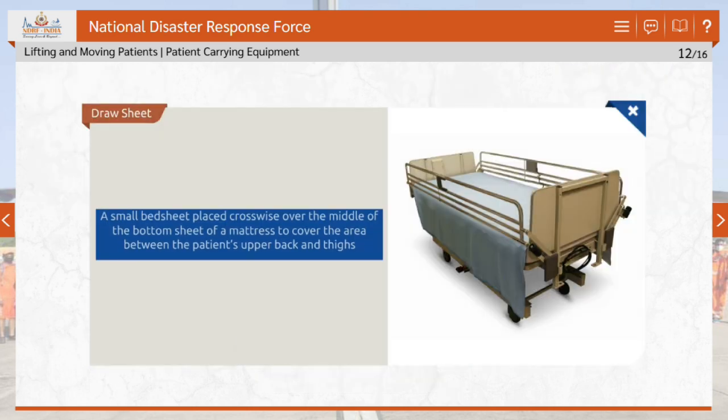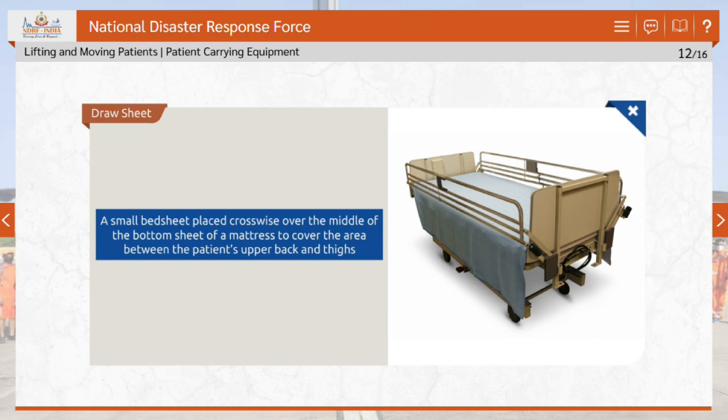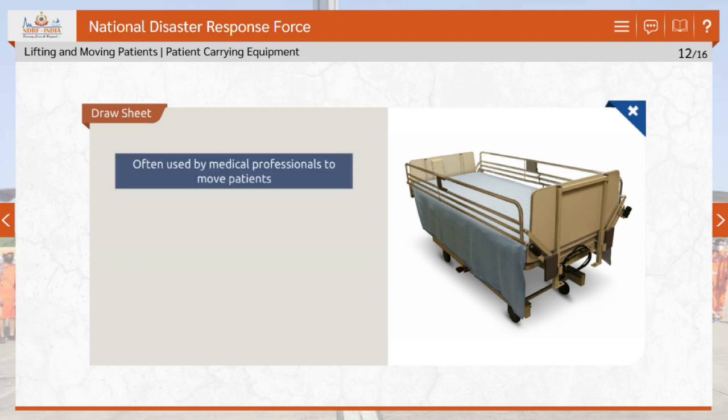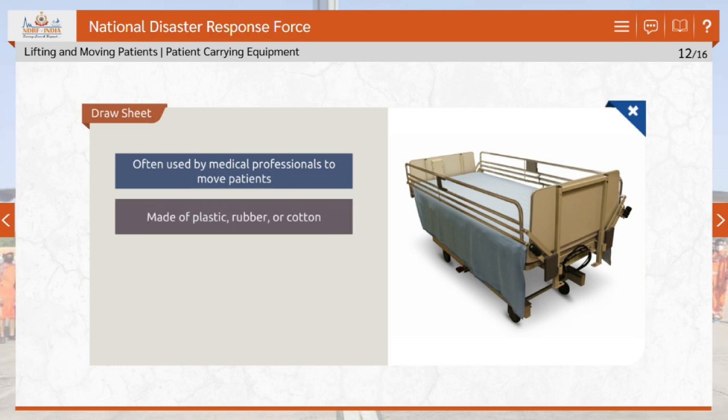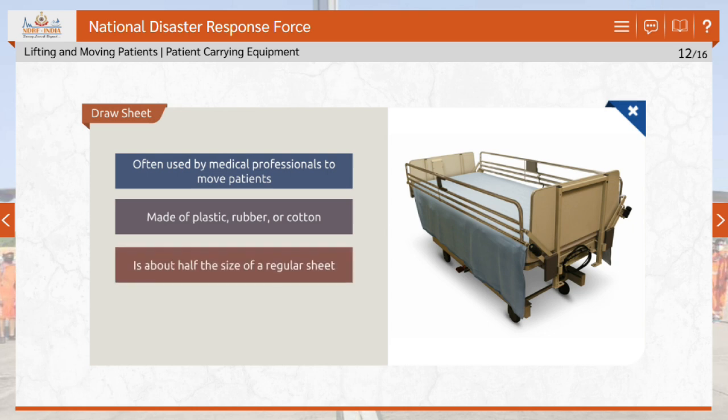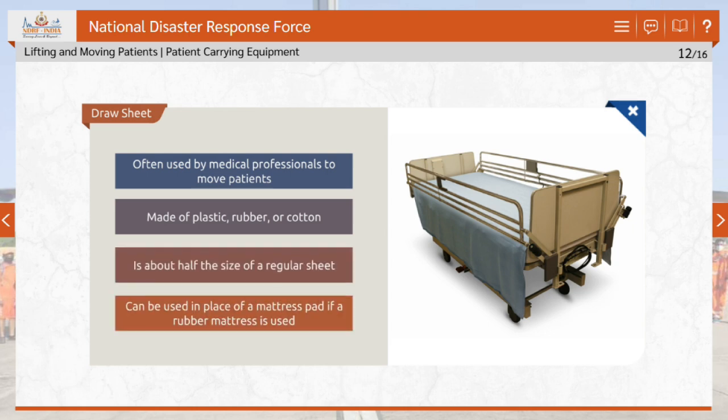A draw sheet is a small bed sheet placed crosswise over the middle of the bottom sheet of a mattress to cover the area between the patient's upper back and thighs. It is often used by medical professionals to move patients. It can be made of plastic, rubber, or cotton, and is about half the size of a regular sheet. It can be used in place of a mattress pad if a rubber mattress is used. The draw sheet may or may not be tucked into the sides of the bed.